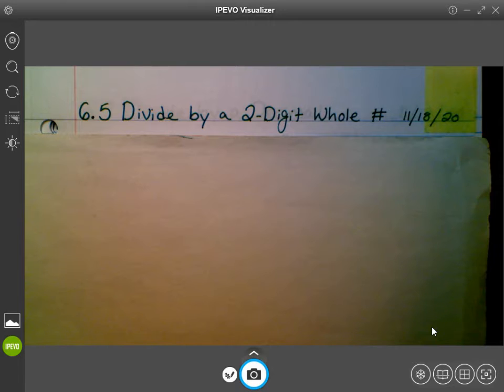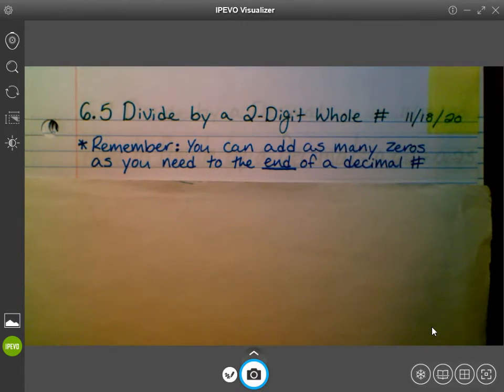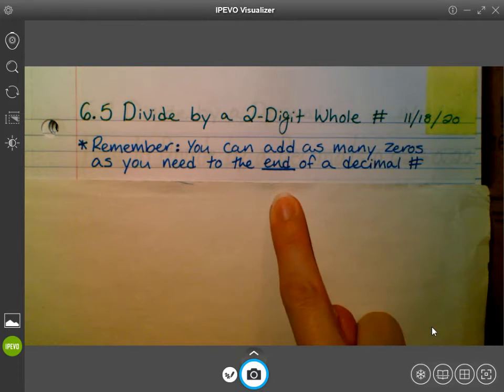Okay. So, like I said, today is going to be very similar to yesterday, but instead of dividing by a 1-digit whole number, we will be dividing by a 2-digit whole number. So, remember, we're going to put this reminder at the top. You can add as many zeros as you need to the end of a decimal number. So I have that hashtag to represent the word number. Now, I underlined the word end.